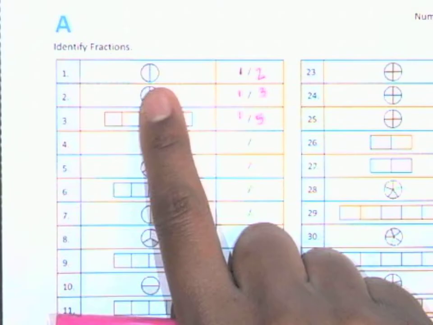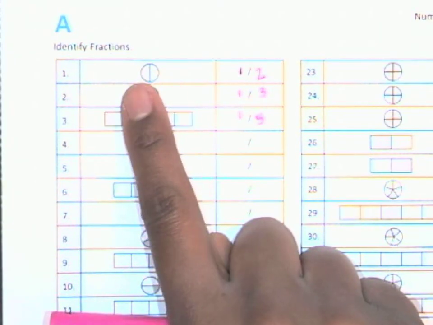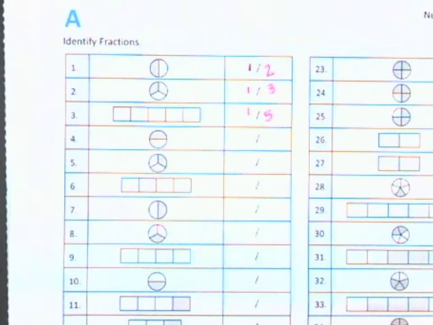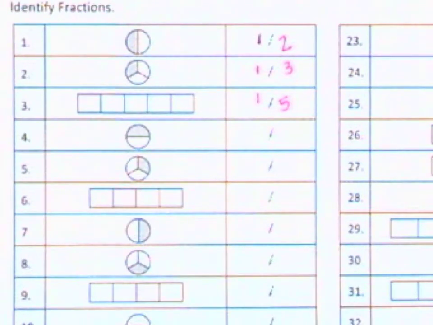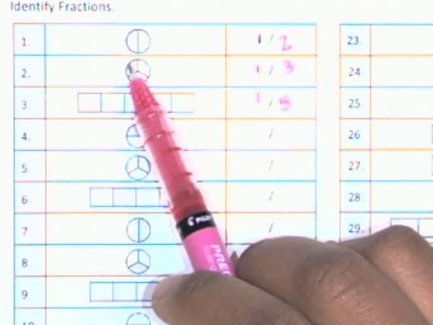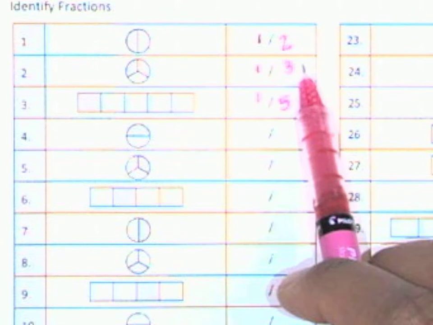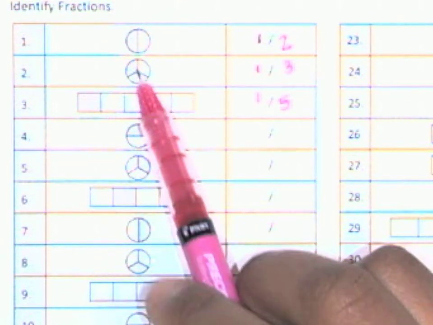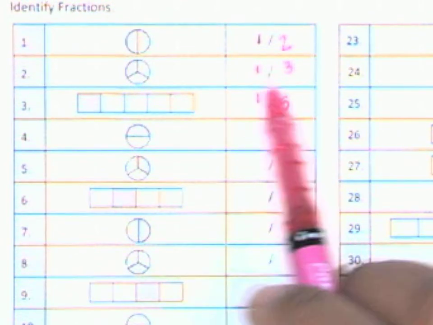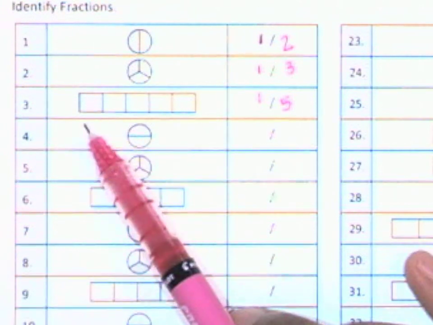So here I see that my circle is in halves. That's 2 parts, and so there's one part. I know you can barely see it, but when you get your paper, when you're in front of your paper, you'll be able to see it. One side is shaded. So that's 1/2. Here, this circle has 3 parts. One is shaded. That's 1/3. On this rectangle that has 5 sections, one is shaded.